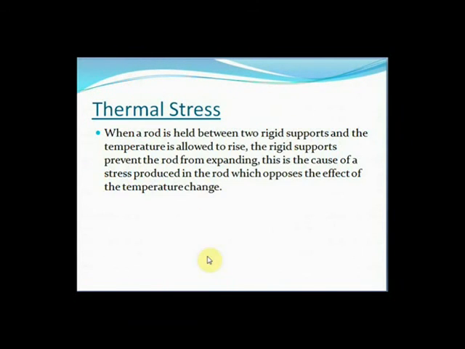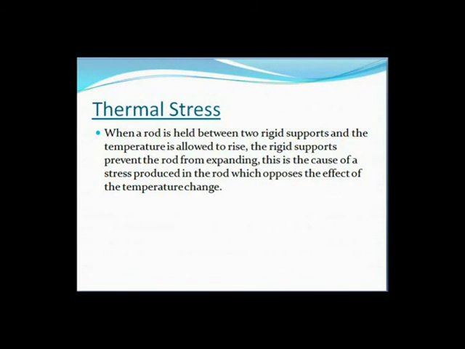Now we'll see what is the thermal stress. So when a rod is held between two rigid supports and the temperature is allowed to rise, the rigid supports prevent the rod from expanding. So this is the cause of a stress which is produced in the rod, which opposes the effect of the temperature change. So the effect of temperature change here is the expansion of the rod, which is opposed by the stress. The stress is called thermal stress.